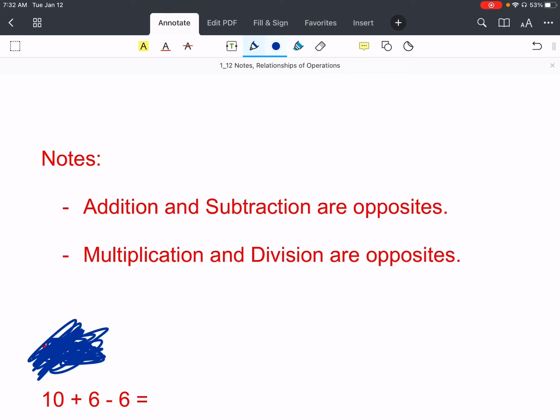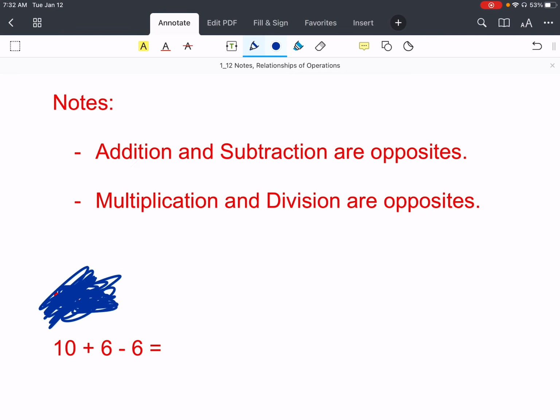Multiplication and division are also opposite. If you triple something, that means you're multiplying it by 3. If you cut something into thirds, you're dividing it by 3, and those are opposites. It sounds really simple, and these problems that we go through are going to feel simple, but once we get to equations with variables, it's going to be really important to understand why we can manipulate our equations.